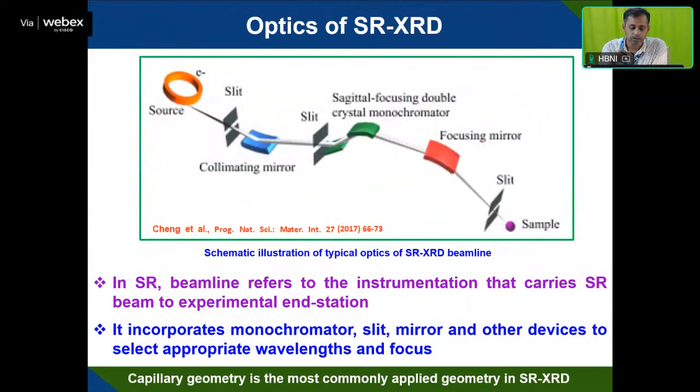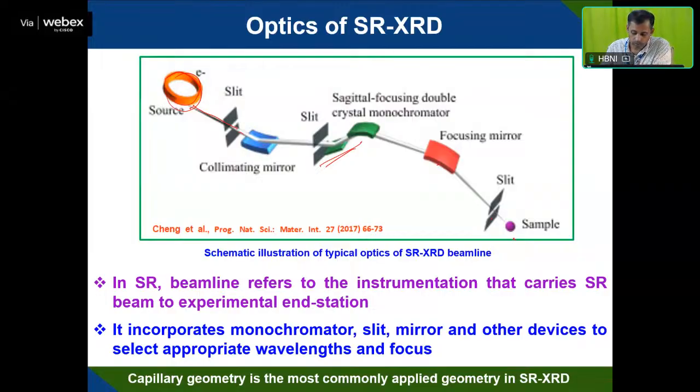If you see the optics of the synchrotron XRD, we have a synchrotron source here. Because the electron is circulating here, the beam will come out and fall on the mirror. It finally goes to the single crystal focusing structure, then to the focusing mirror, and finally slits, and it falls on the sample. Before coming to the sample, the X-ray beam has to go through different stages to enhance the brightness, so you'll get a highly intense X-ray beam on the sample, and you will get a better XRD pattern.